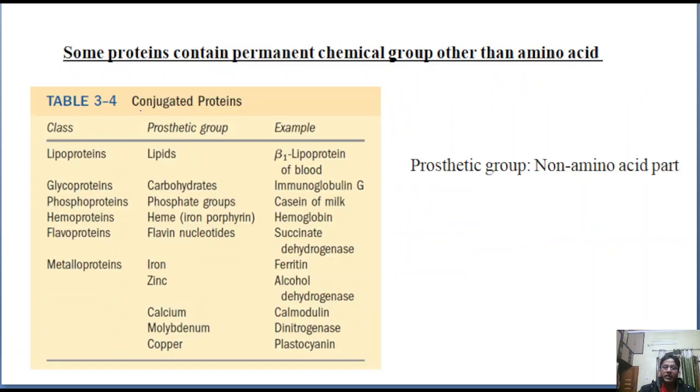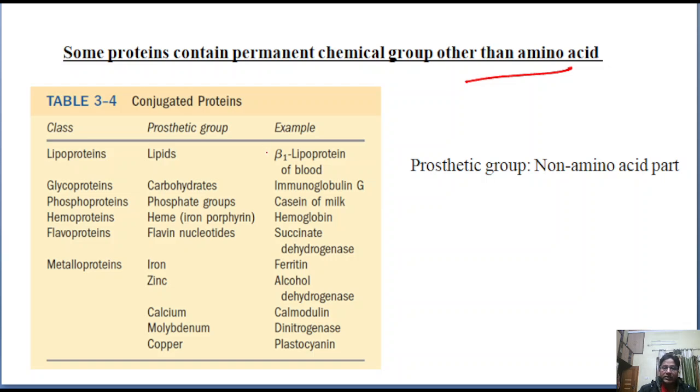Next topic is that you will find that some proteins contain some permanent chemical group other than their amino acids. Apart from the amino acids, there is some chemical group also present, and it is present permanently in this protein. And based on this, these proteins are named.